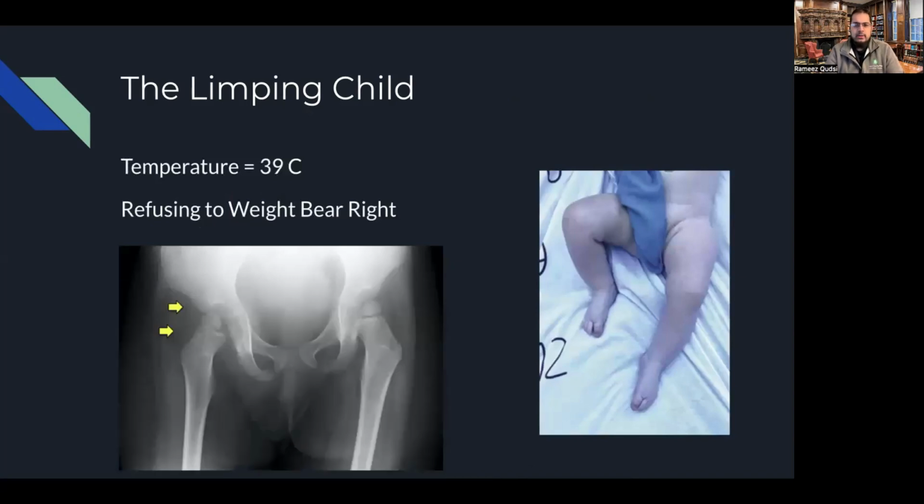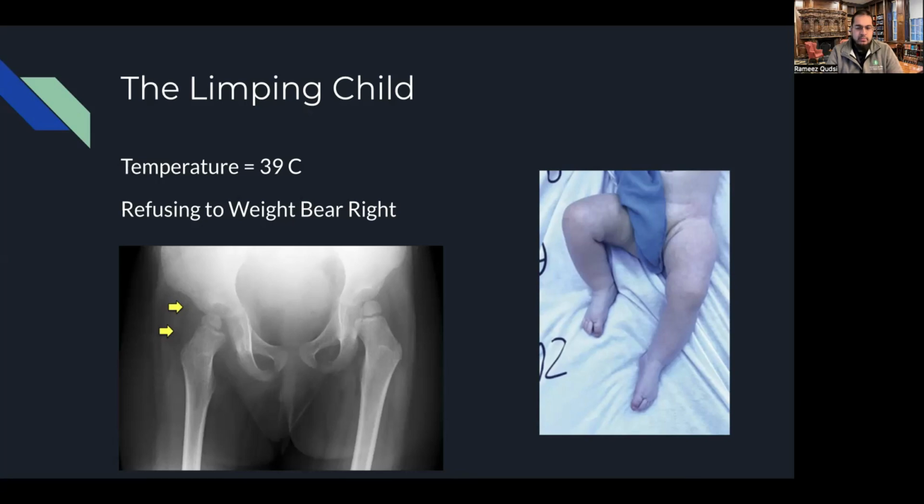So back to our clinical scenario. This child's temperature, let's say, is 39, and they're still refusing to bear weight on the right. One of the important things to note, we were mentioning exam before, in this clinical photo, you can see the position of the right leg. It's in this flexed, abducted, somewhat externally rotated position, this FABER position. That is a position actually that will relax the hip capsule the most. And so if there is swelling or effusion, this is typically how a child, if they're lying down, will be.